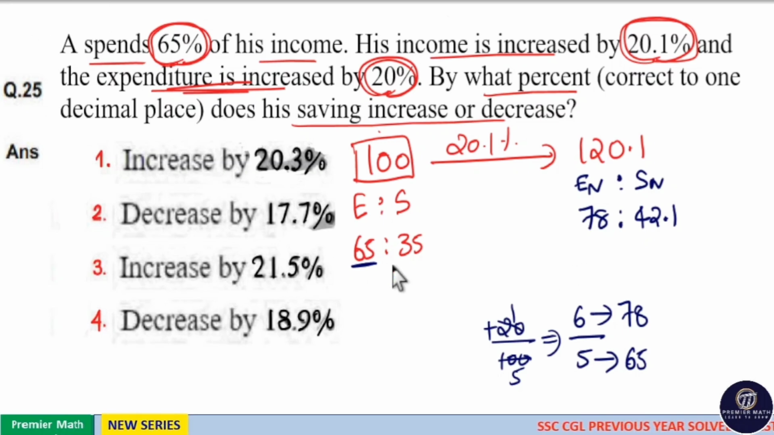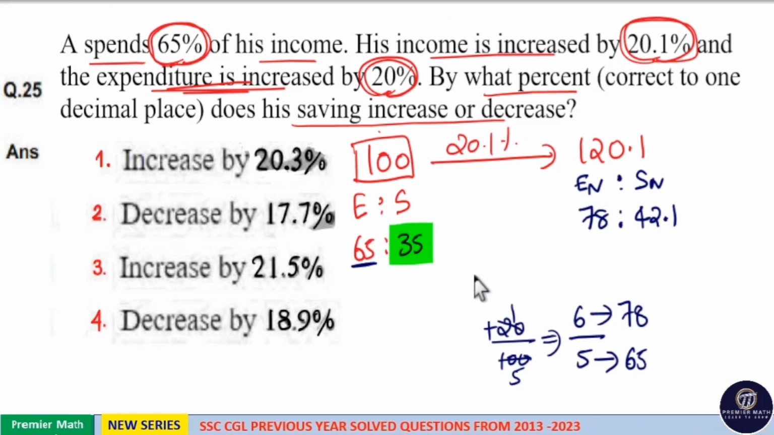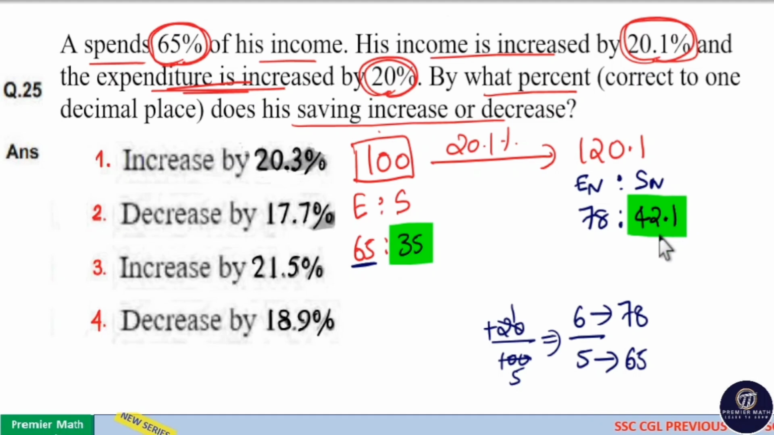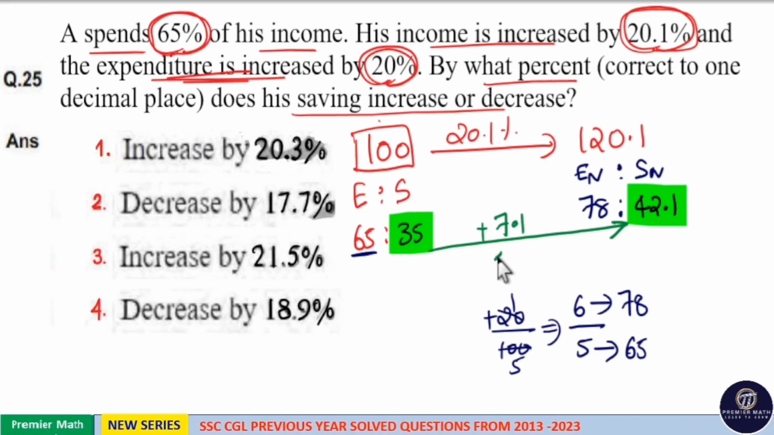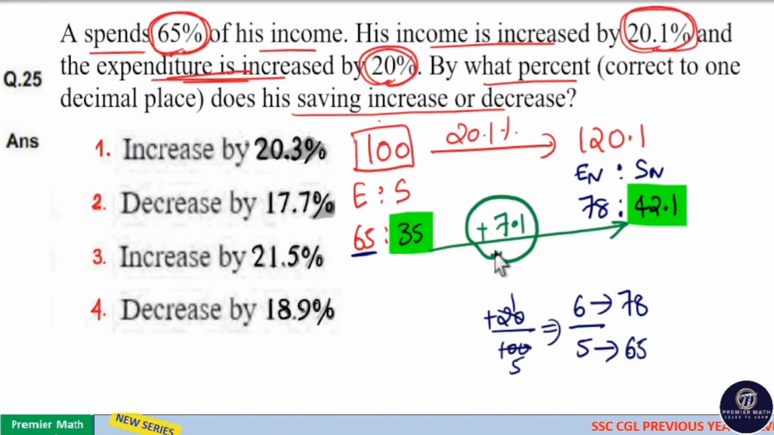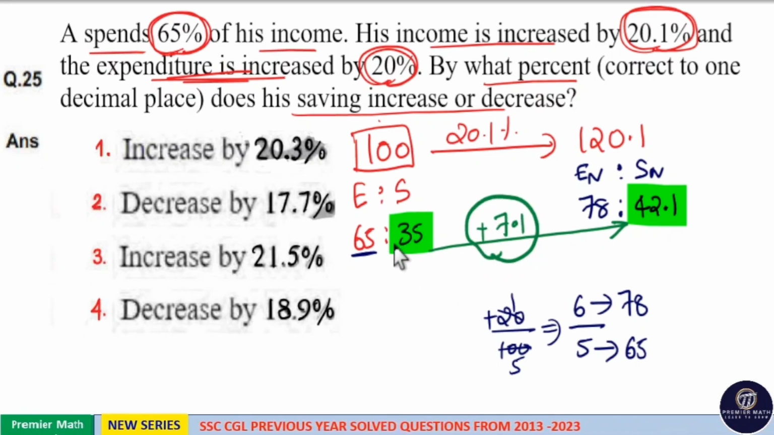Now you can see initially savings was 35 rupees. Finally savings is 42.1 rupees. Now here this is the increment. Increment is 35 plus 7.1 is 42.1. Here the increment is 7.1 rupees. And this 7.1 rupees increment is from this 35 rupees.